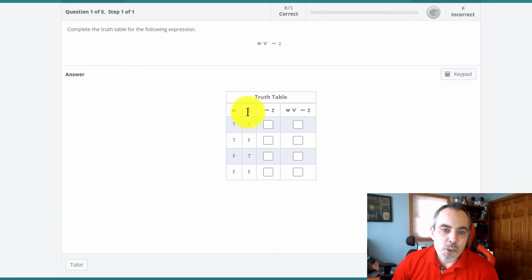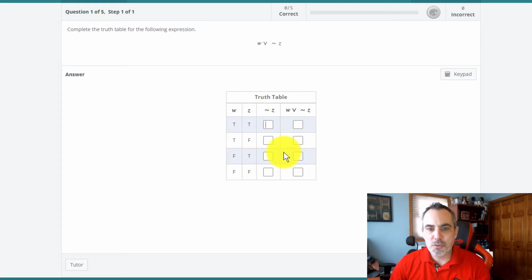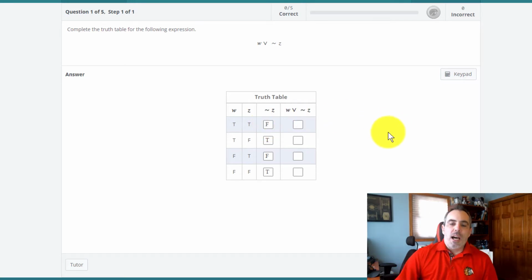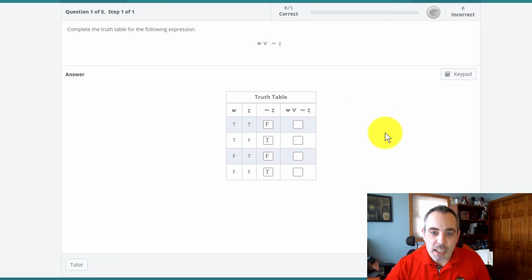So just focusing on Z, the negation of Z is really easy to figure out because if Z is true, the negation of that is false. If Z is false, the negation is true. True and false, right? I'm just saying the opposite. So I looked at column Z and said, here's the opposite, all right? Now we get into actually putting two things together.